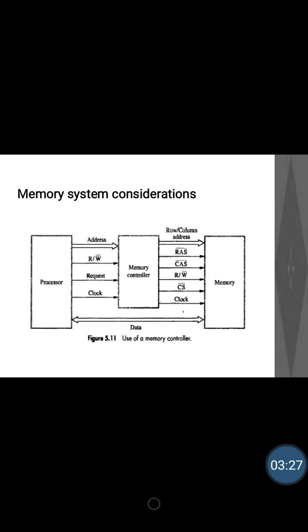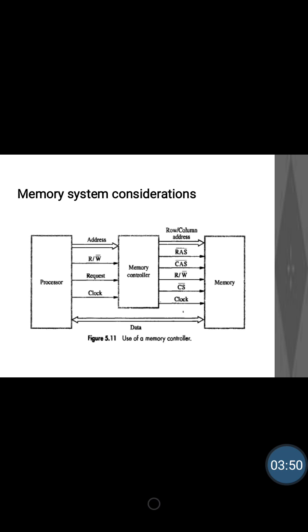So the memory controller provides RAS and CAS timing in addition to its address multiplexing function. It also sends the R/W bar and CS control signals to the memory. The CS signal is usually active low, hence it is denoted as the CS bar signal.